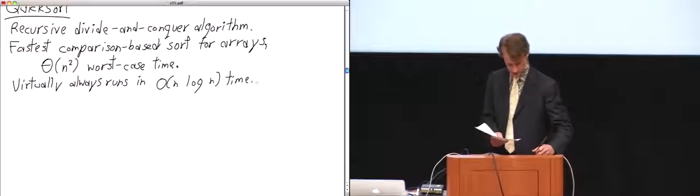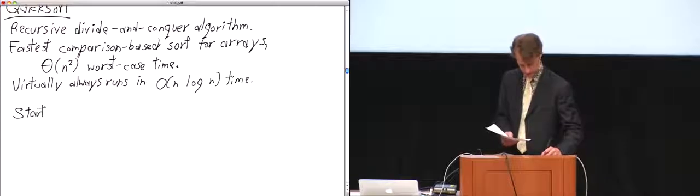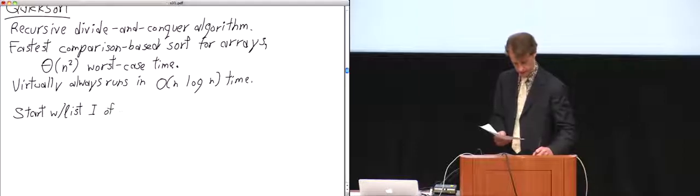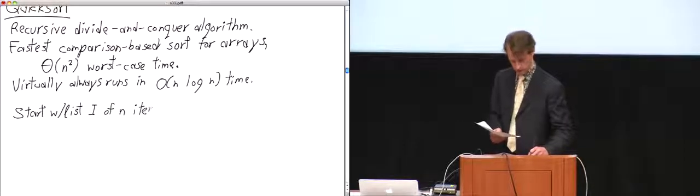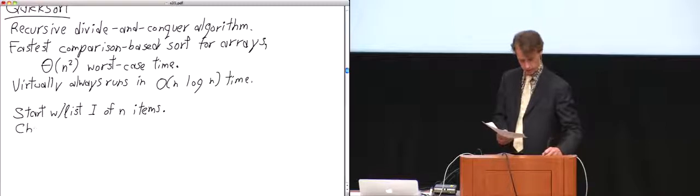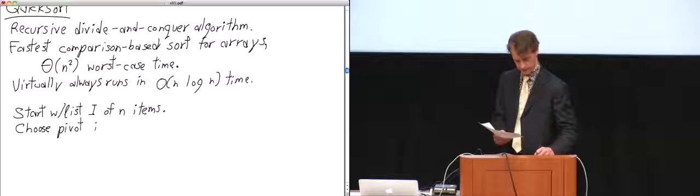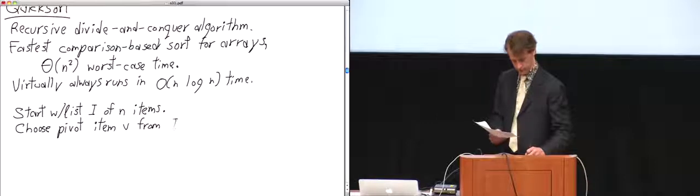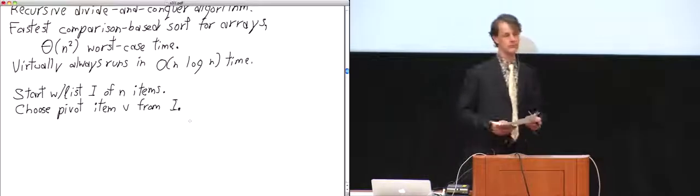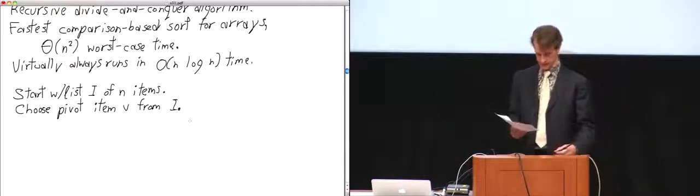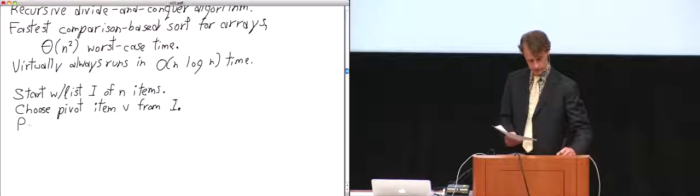So we start with an unsorted list I of n input items. We will choose a special item that we will call a pivot item, and I will call it V, from that list. I'll talk about how to choose the pivot later. For now, just choose an arbitrary number out of the list. And then we're going to use that pivot to partition the input into 2 lists.